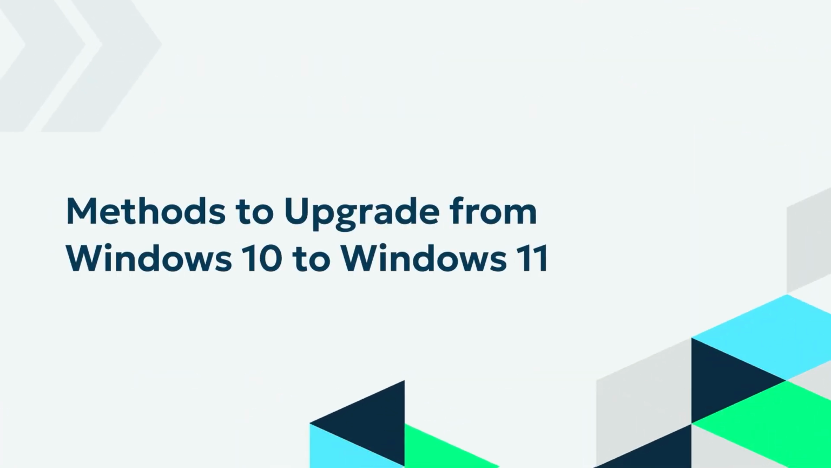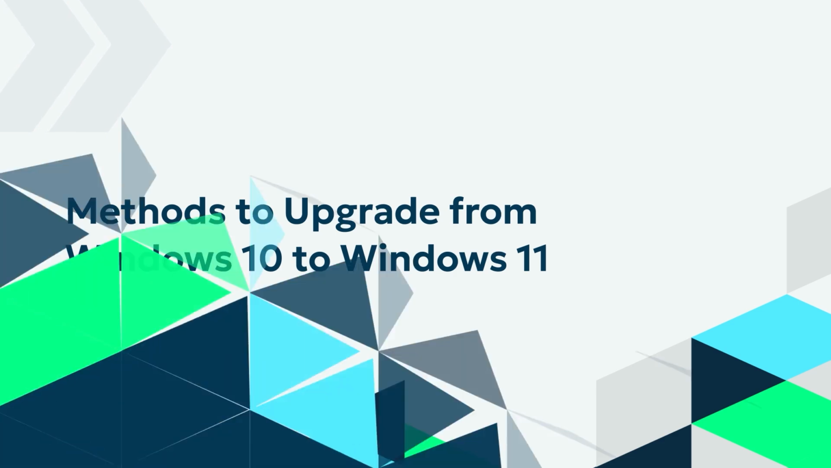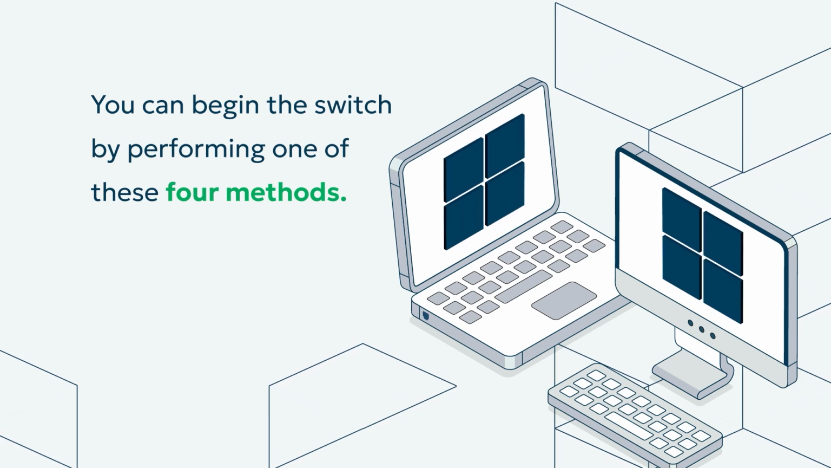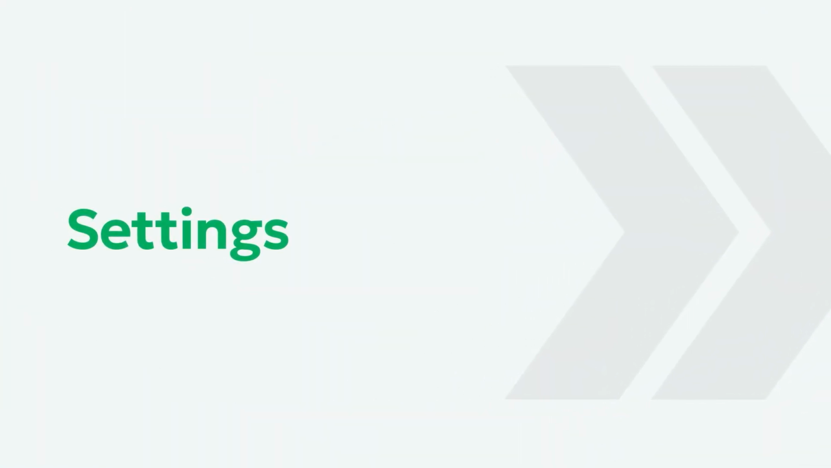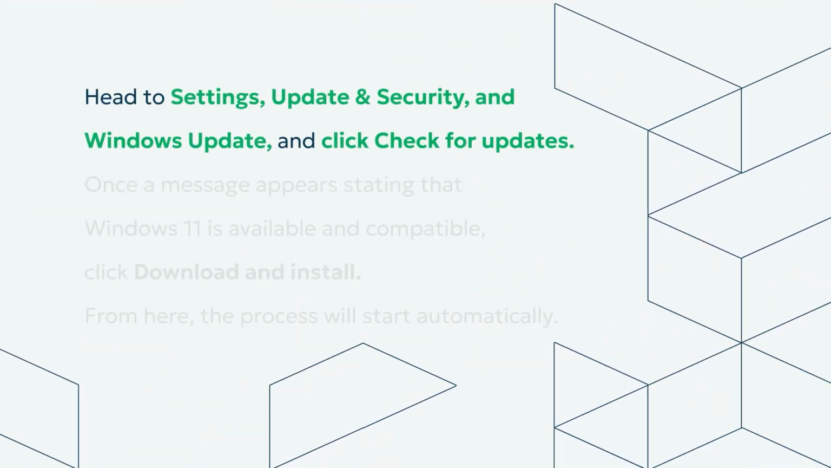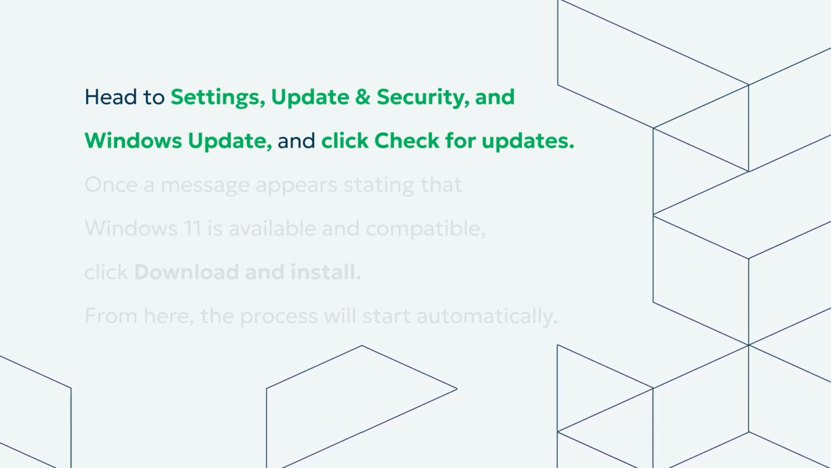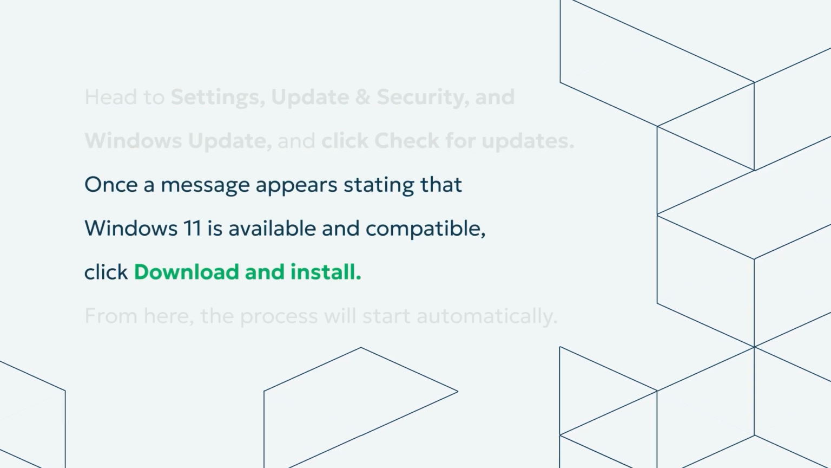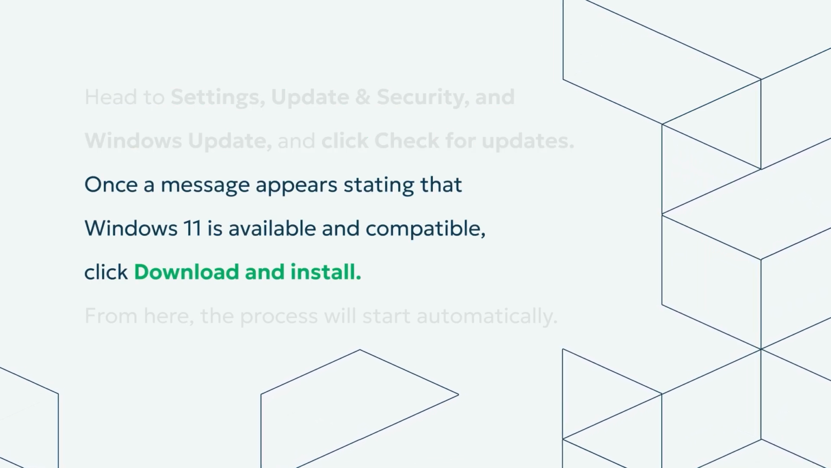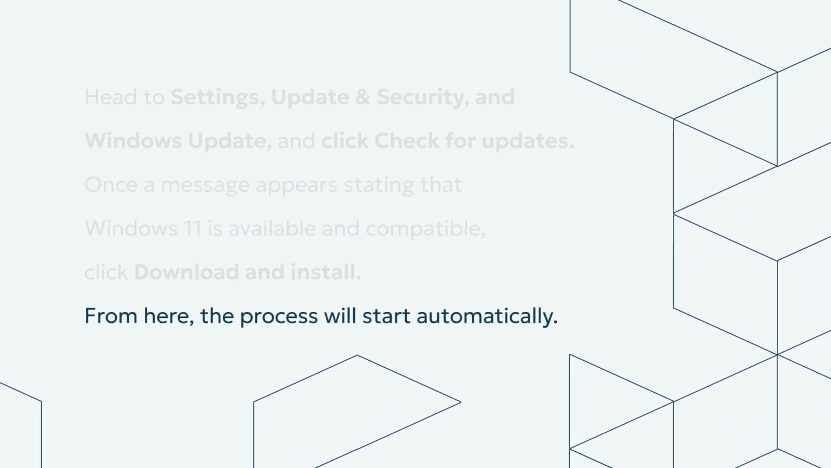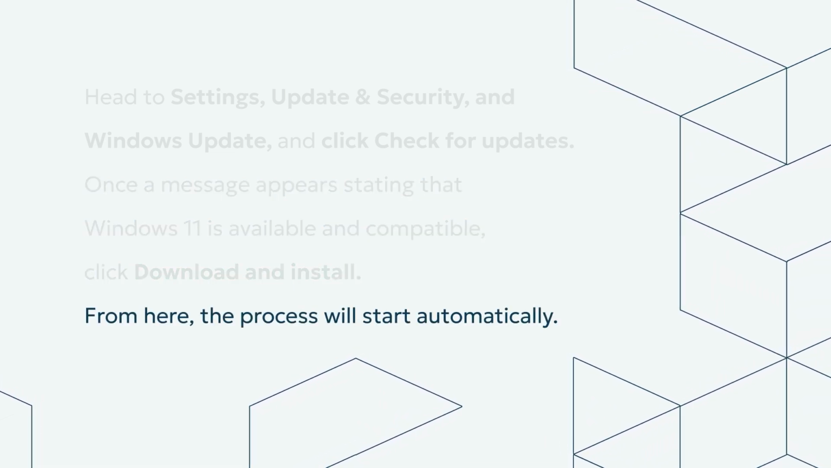Methods to upgrade from Windows 10 to Windows 11. Once you're all done, you can begin the switch by performing one of these four methods. Method 1. Settings. The first and most straightforward method is through Settings. Head to Settings, Update and Security, and Windows Update, and click Check for Updates. Once a message appears stating that Windows 11 is available and compatible, click Download and Install. From here, the process will start automatically.